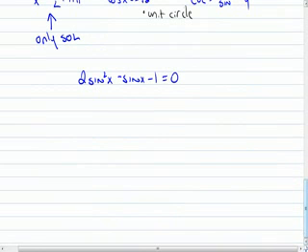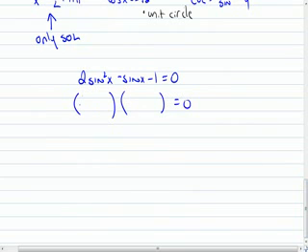Looking at this one, something should really jump out and hit you in the face. Quadratic. And when you have a quadratic, you hope that it factors, because if not, you have to do the quadratic formula. So that's a trinomial. As a little factoring reminder, that's two sets of parentheses.